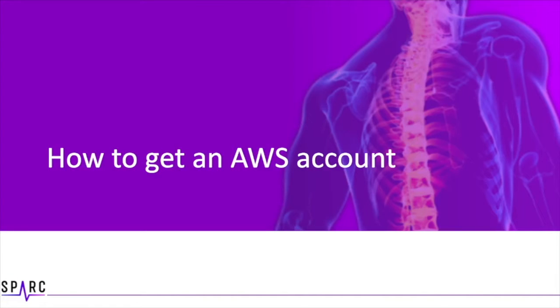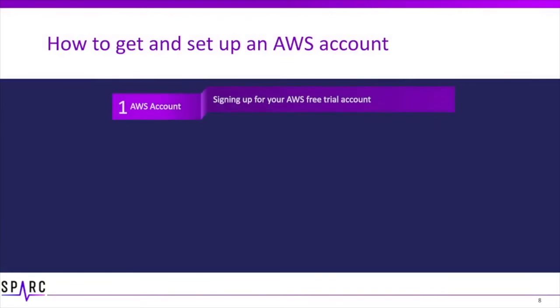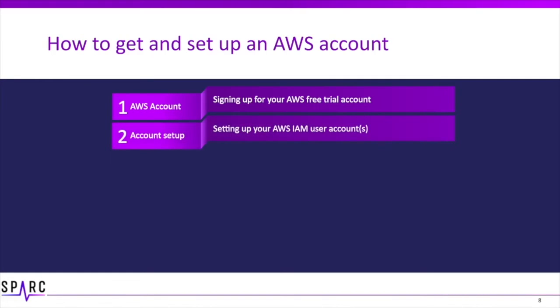In this second segment, we will teach you how to get an AWS account and prep it for downloading datasets from Spark. You will want to use the pause button throughout this tutorial. In step 1, we will sign up for your free AWS trial account. In step 2, we will set up your AWS IAM user account. In step 3, we will set up your own S3 bucket for receiving transfers from Spark's S3 bucket. Let's start off this process by getting your free AWS trial account.